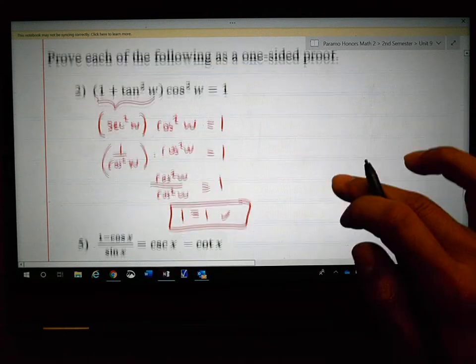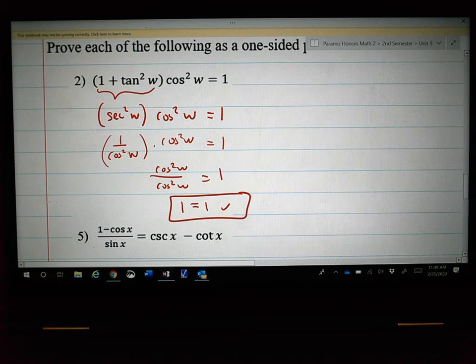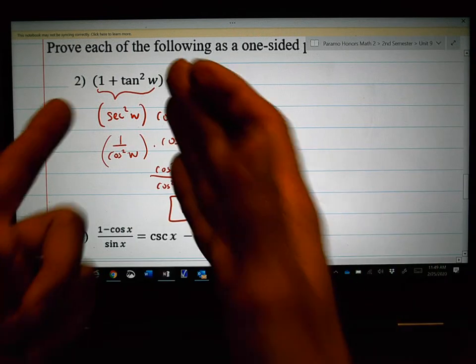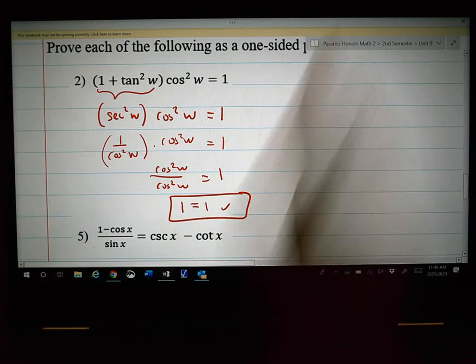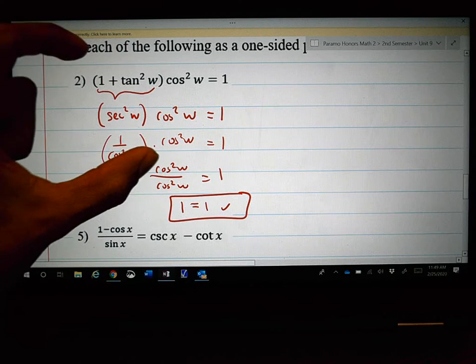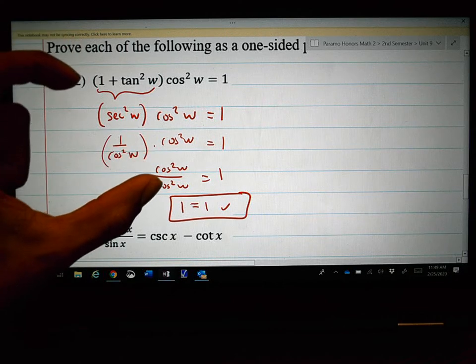What is nice about these proofs is that I'm giving you the answer. The answer is this is going to turn into 1. You have to just prove to me that you know how to do it by using your identities as you go.